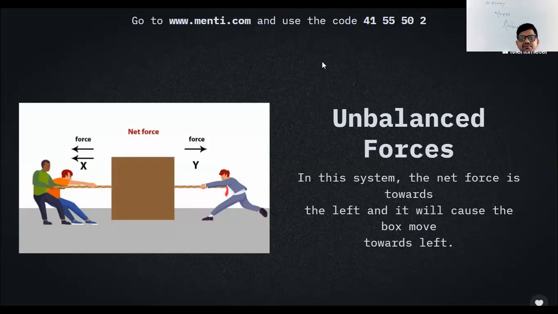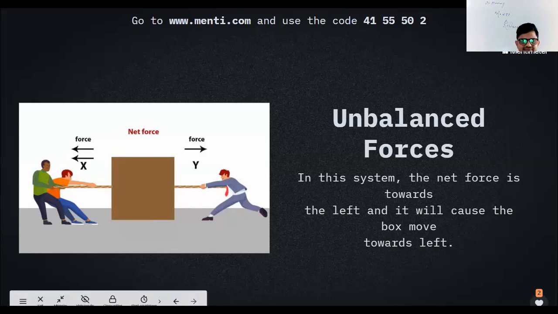So we can say the forces on the box will be unbalanced force, because on X side, that means left side, the force is more as compared to the right side, means Y side. So this image or this total system is under the unbalanced force. Clear?